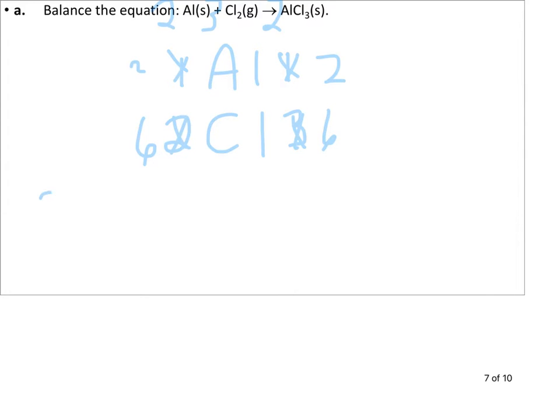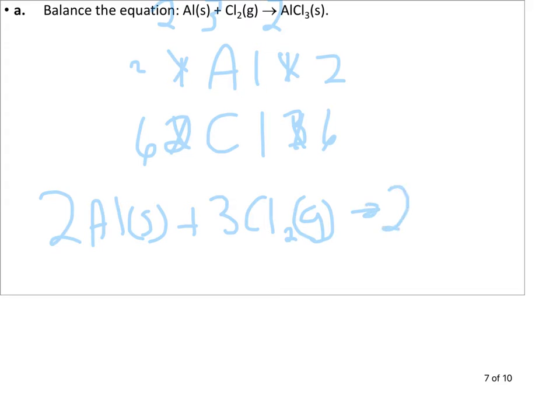So our equation is 2Al solid plus 3Cl2 gas yields 2AlCl3 solid. So now we got our balanced chemical equation. With any stoichiometry problem, you must always start with a balanced chemical equation.